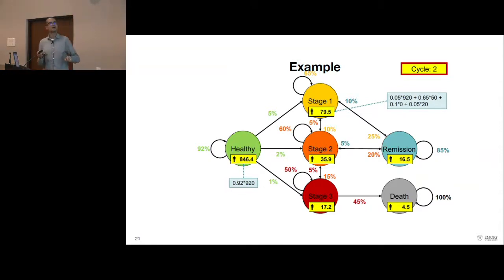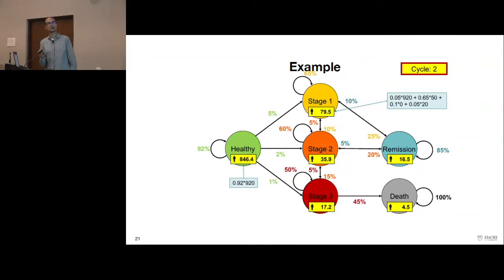Let's go to cycle two. There were 920 people in the healthy health state, and only 92% of them stayed in the same one, so we multiply 920 by 92%. To get stage one, now it's getting a little more tricky. 5% of the 920 came there. Of the 50 that were there in the previous cycle, 65% stayed there. 10% came from remission, but there were zero patients in remission in cycle one. But there were already 20 patients in stage two, and 5% of them came to stage one. We sum these four products to obtain 79.5.